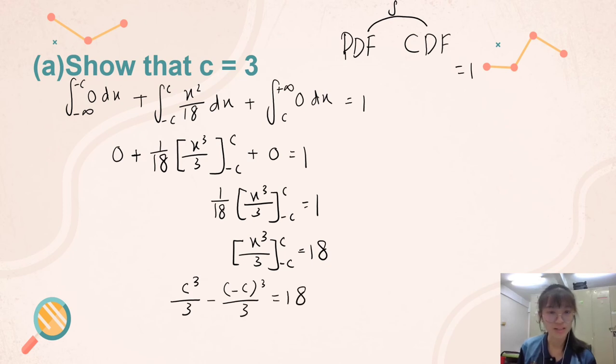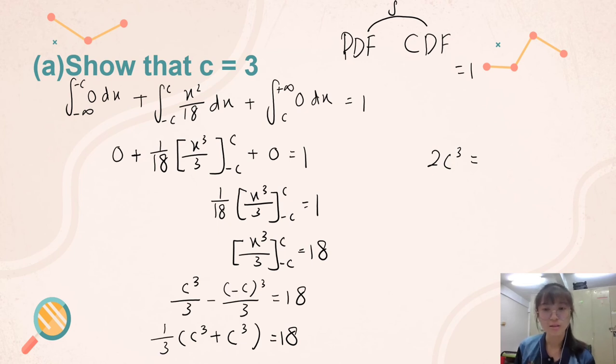And we factorize it, we will get 1 over 3 c cubed plus, because negative c cubed, we also get the negative value too. So negative with negative, we will get positive. So 2 over 3 c cubed is equal to 18. We move to the right hand side, so we multiply it with 18, and we get 54. c cubed is equal to 54 divided by 2, we will get 27. So now we can get the value of c is equal to 3.